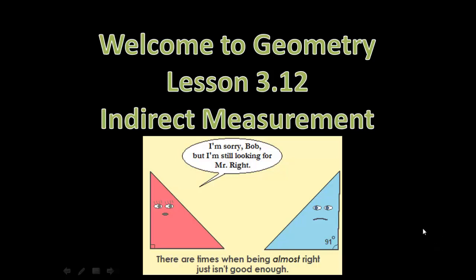This is lesson 312, Indirect Measurement, and I've got this little comic. The little red triangle is the female, the blue triangle is the male, and it says there are times when being almost right just isn't good enough. And she's saying, I'm sorry, Bob, but I'm still looking for Mr. Right. So sad. Bob's 91 degrees. He's just almost right.